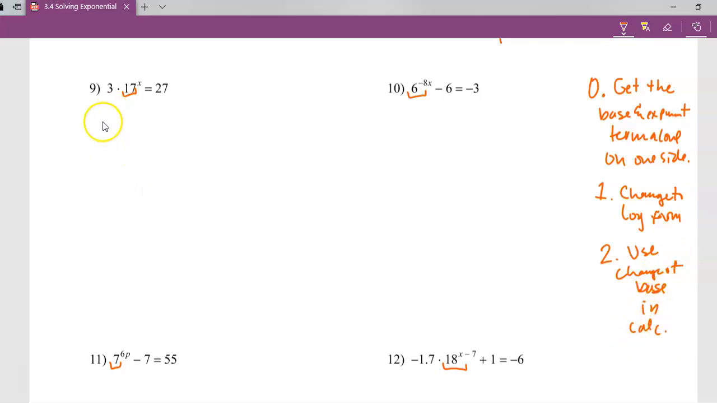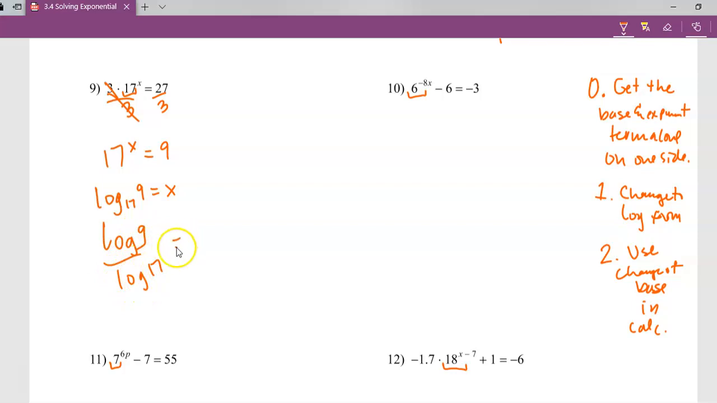Okay, so let's try number 9. In order to get 17 to the power of x alone on one side, I need to undo times 3. So I'm going to divide both sides of the equation by 3, so that those will cancel 2 and 1. So 17 to the x power equals 9. Now I can change forms. This would be log base 17 of 9 equals x. And then I can go ahead and put this in my calculator as log 9 divided by log 17.